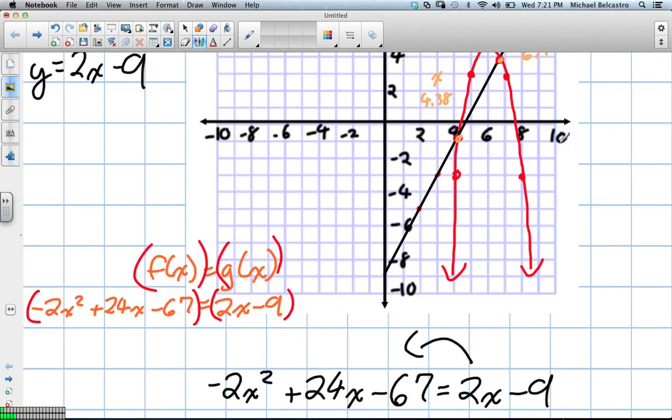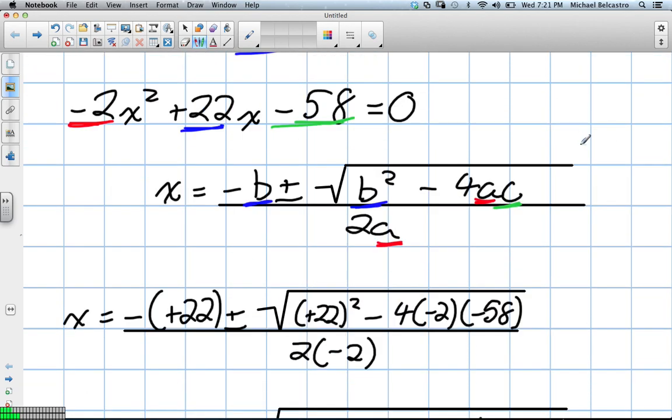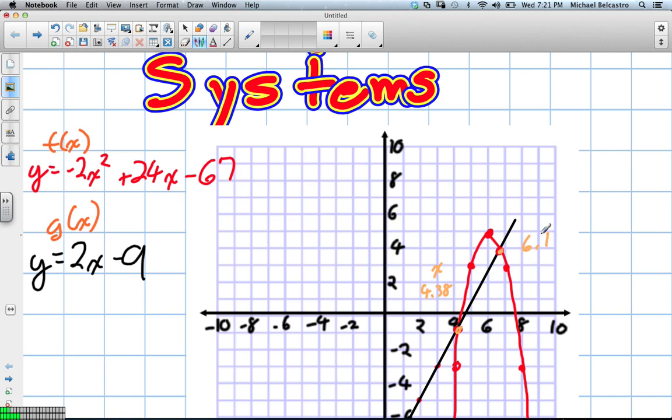Let's double check. 6.61. Okay, that looks like it could be a little more than halfway over, right? Because there's a width to these pens, they're not exactly perfect, but they look like they make sense for what we've drawn. But all we have is the x value of both. We still need the y value for the exact point of intersection.